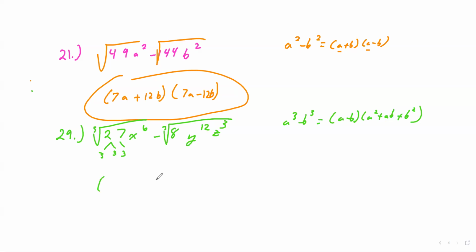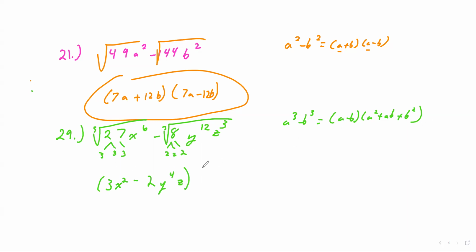So that would be 3, minus, I'm plugging in this part right now. Actually, no, I'm not done with it. So 3 then goes into 6 2 times. So that'd be 3x squared. So it went into it evenly. And then now I can go minus. And then the cube root of 8 would be 2. 3 goes into 12 4 times, so that's y to the 4th. 3 goes into 3 1 time, so that's just z. So that's that first part.